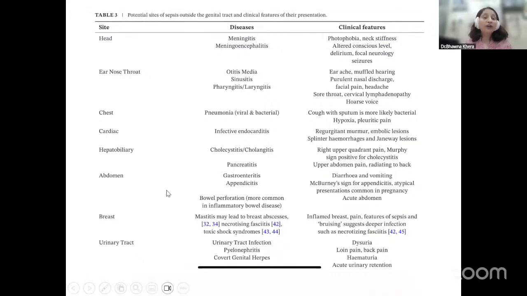And finally, not the least, the urinary tract is very important. All cases of pyelonephritis require hospital admission, so they are very, very important. And finally, there could be genital herpes also, which can present as sepsis. For genital herpes, your keyword is acute urinary retention, right? Which will not occur in pyelonephritis or other UTIs.